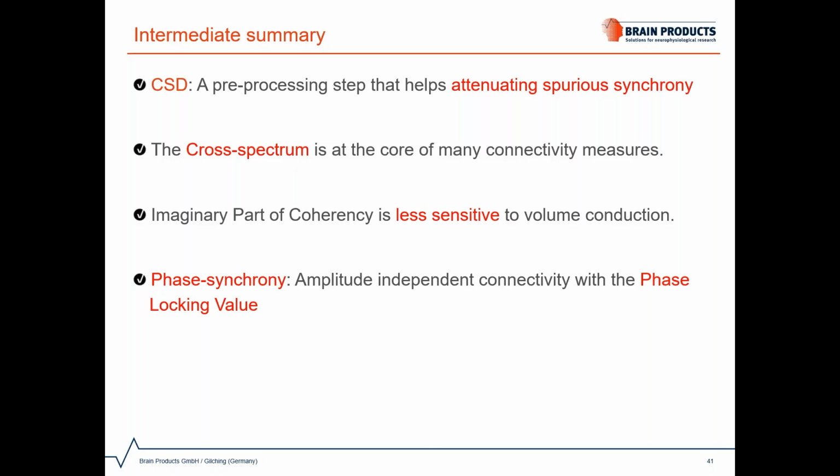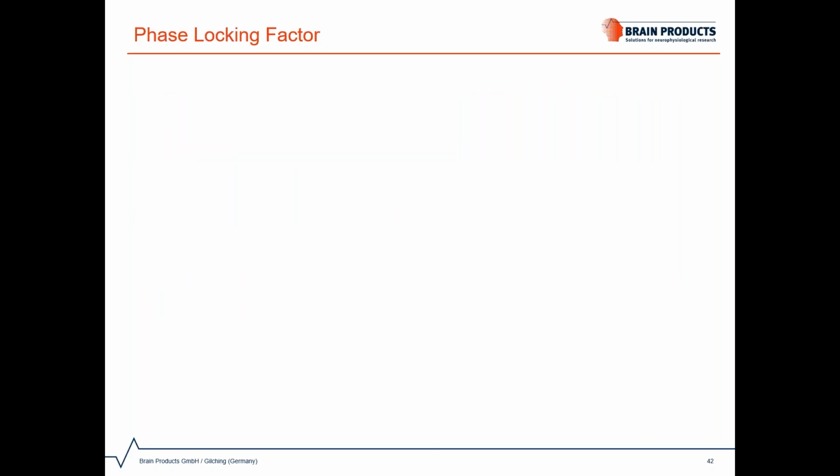Before I come to the last section of this webinar, I would like to mention one more measure. It is not a connectivity measure, but also based on phase. And we can derive it from the wavelet phase. It quantifies the locking of phases across segments and not synchrony between channels. This distinction is important because, although it measures something entirely different, it is often confused with the phase locking value. I'm talking about the phase locking factor.